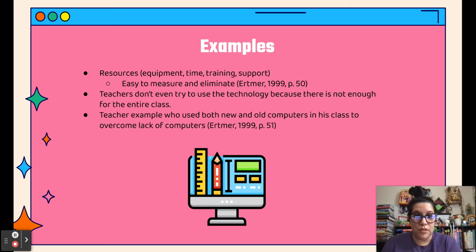Some examples that were included in the Ertmer article were that teachers don't even try to use the technology because there isn't enough for their entire class. One teacher said that there was only one computer for a class of 23 students. Another teacher received grants or donations of both new and old computers, and he used those to overcome the lack of computers. So he didn't let that stop him, but it was noted that they were using different software and the students were using it to see different things. I would assume if this happened in a classroom now, it would be really evident which computers were old and outdated, because so many computers are much faster than the older computers.